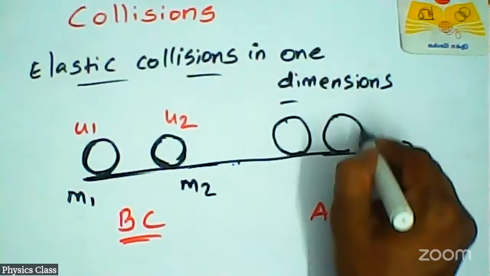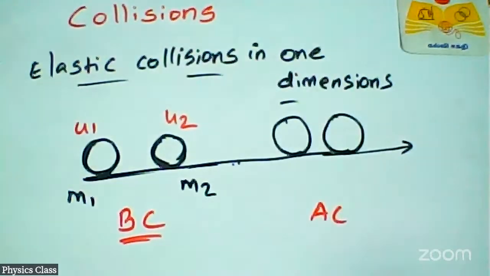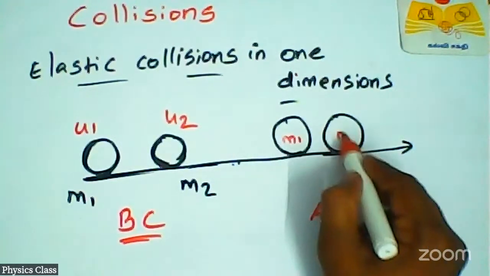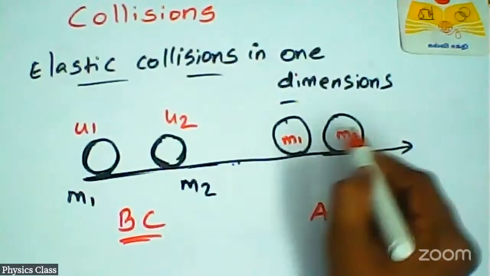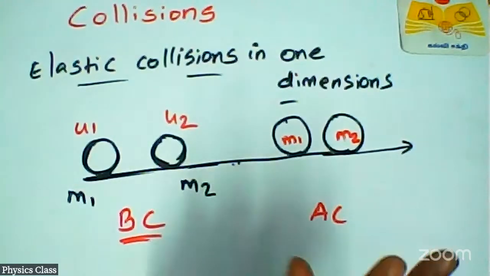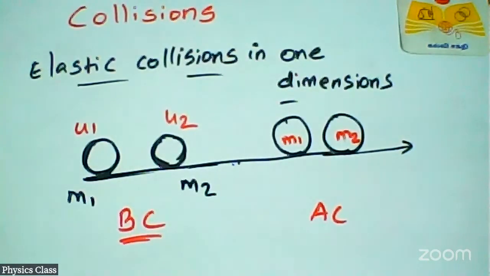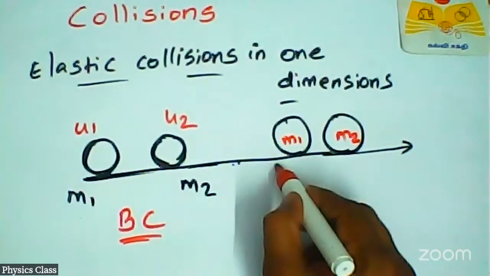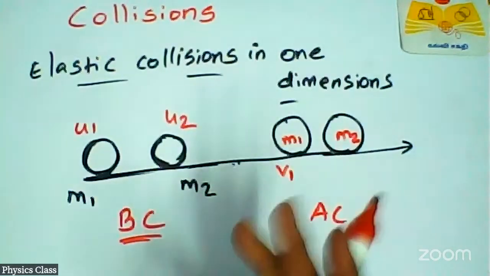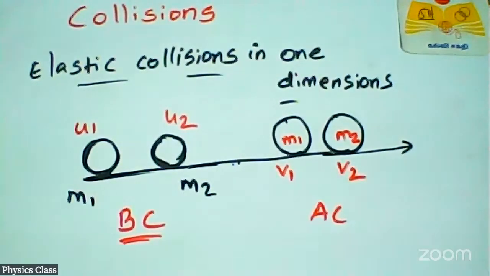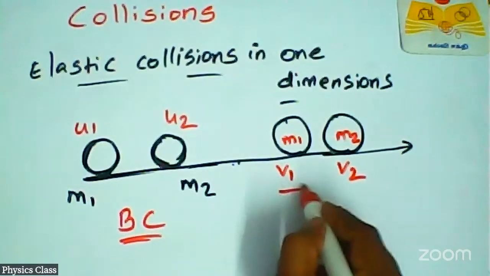After collision, they move in the same direction, the x direction, but their velocities change. Velocity changes, mass does not change. In our universe, an object's mass does not change; it is always the same everywhere. But velocity changes. So u1 means initial velocity, and the final velocity we label v1, and u2 converts into v2.